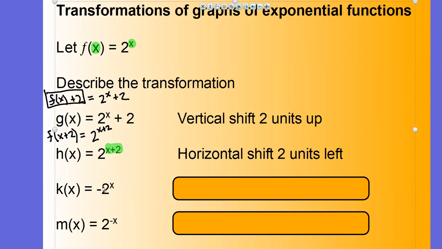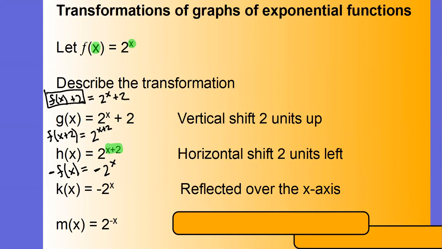Next, how did I get this negative in front of here? Well, let's just multiply the function by -1, right? Or put a negative in front. Negative f of x is the same thing as -2 to the x. So what's my transformation here? F of x to negative f of x. Well, with that negative in there, you should be thinking reflection. And with it being on the outside or in front, that is a reflection over the x-axis.